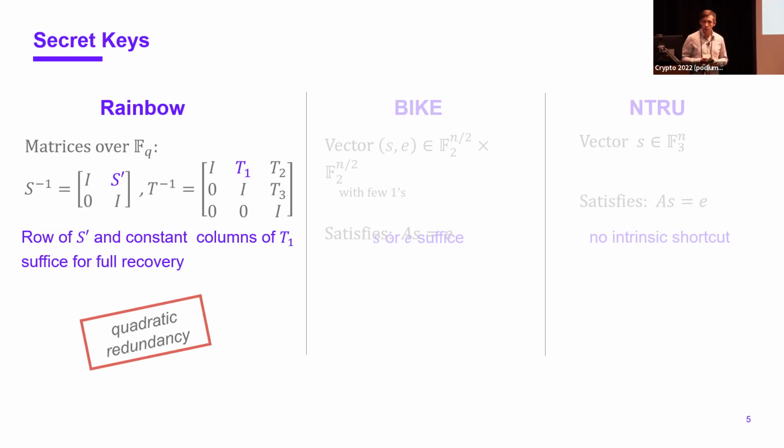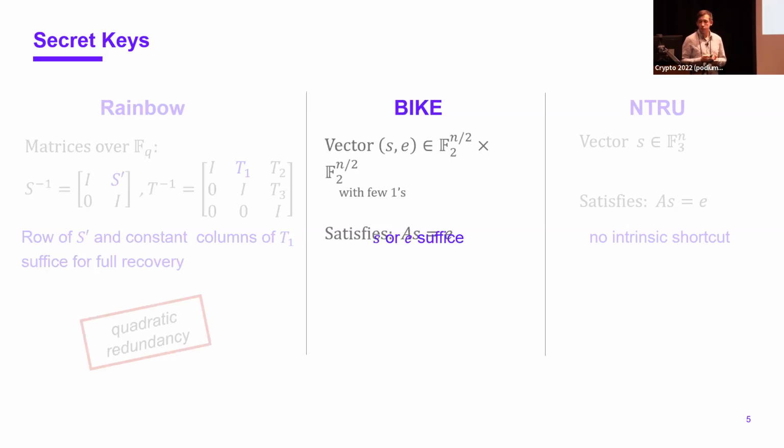So if you take this definition of the secret key, it inherits a quadratic redundancy factor, which is actually exploited by our attacks. And if we go to the BIKE scheme, the secret key is formed as a length n vector, which is quite sparse, so it has only a small number of ones. It satisfies a matrix-vector product equation, A times S is equal to E. Obviously S or E suffice here to recover the other part, so we have a linear redundancy factor here.